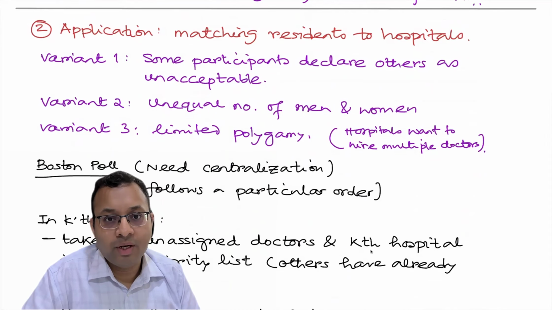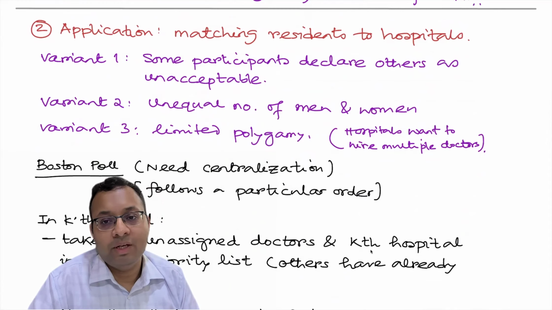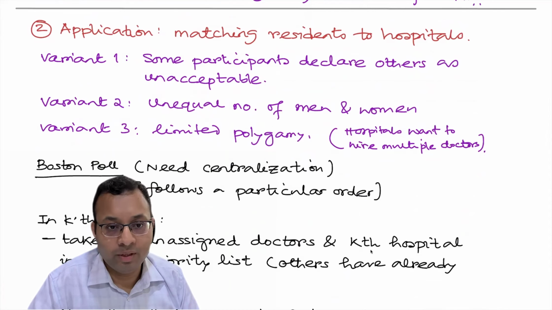The beauty of Gale-Shapley is that it can generalize to a lot of other cases, not just the general graph. Let's say you're matching residents to hospitals, which was mentioned in the original title. Sometimes it may not be a complete list, only some partial list. Some participants might declare that some hospitals are unacceptable. In this case, one side is hospitals, the other side is doctors. There can be an unequal number of men and women. There can be limited polygamy.